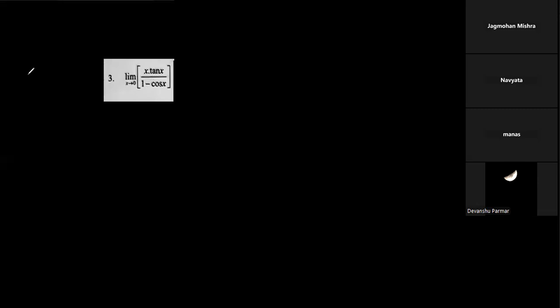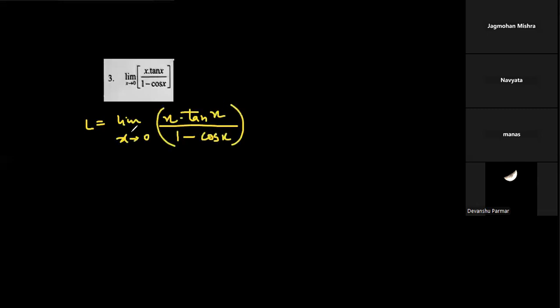We are working on trigonometric limits. And see here in this question what I have to evaluate: limit x tends to 0, x tan x over 1 minus cos x. And we all know what that means. When x is approaching 0, we have to find what number this approaches.